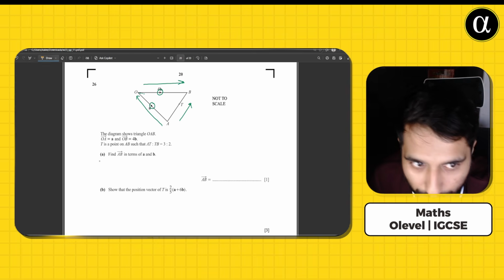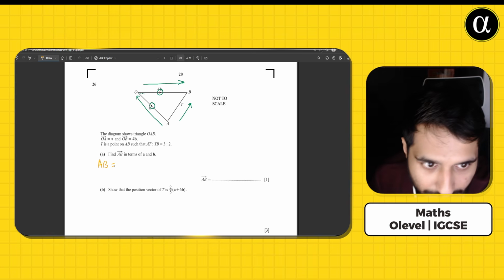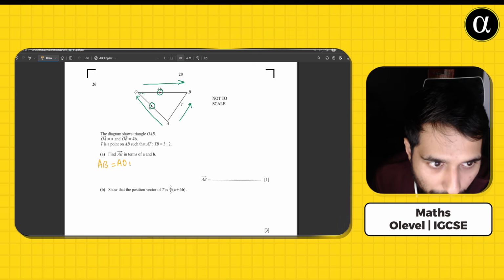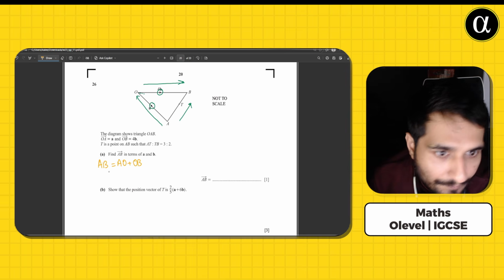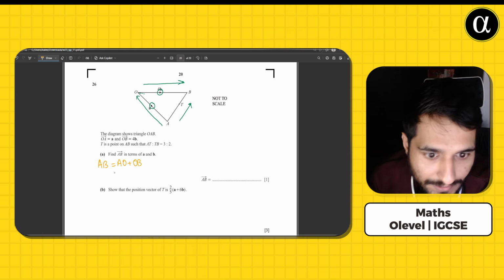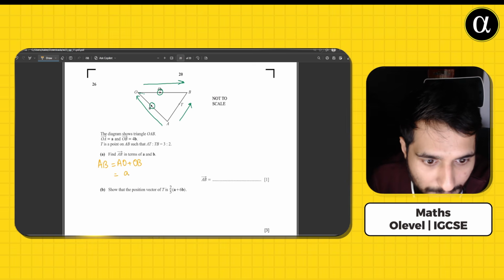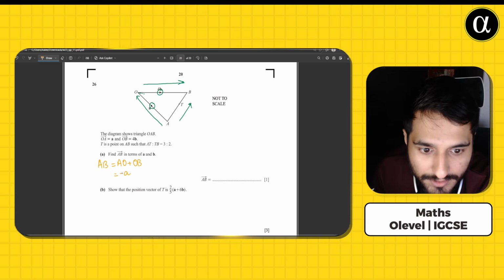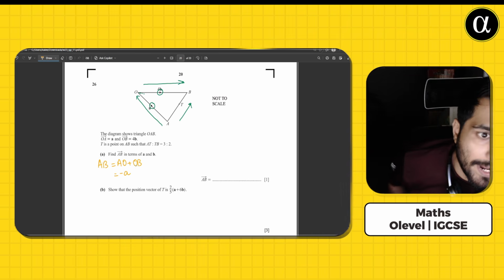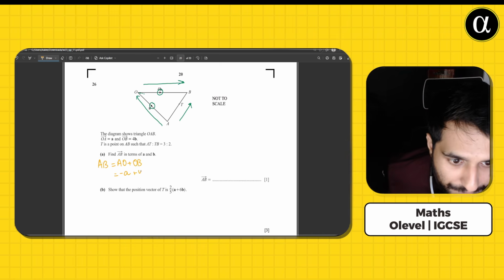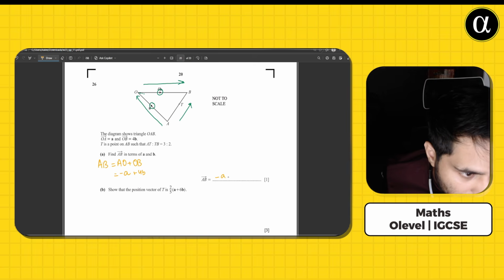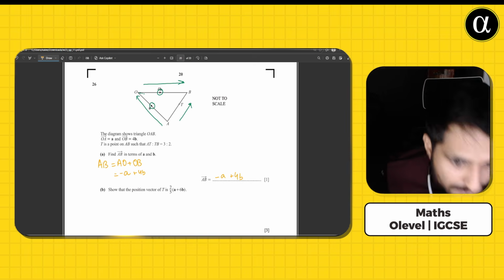Now if we do that, we can say AB is equal to AO plus OB, and when we do that, we know that AO is what? That is A, but since we're not following the examiner's direction, we will put a negative sign on it, and OB would be what? That'll be positive 4B. So that's going to be the answer.